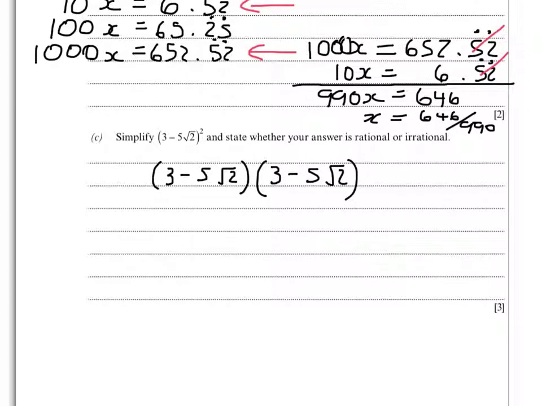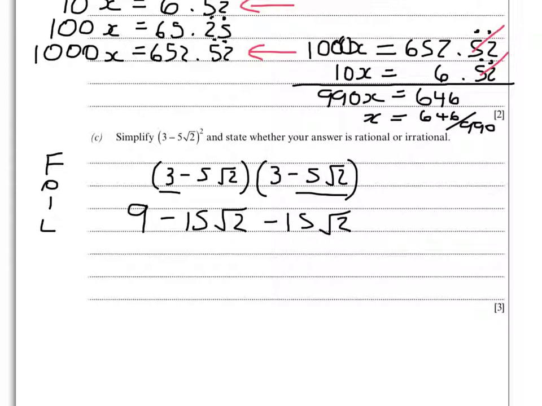Now I'm going to multiply it like I'd usually multiply my brackets. I could use a few methods, but I'm going to use my foils. So my firsts I'm going to look at first, so that's my 3 times my 3, so that gives me 9. My outers, that's my 3 times my minus 5 root 2, so that's minus 15 root 2. Then I've got my minus 5 root 2, which is my inner, times the 3, so that's another minus 15 root 2. And then I've got my minus 5 root 2 times my minus 5 root 2.